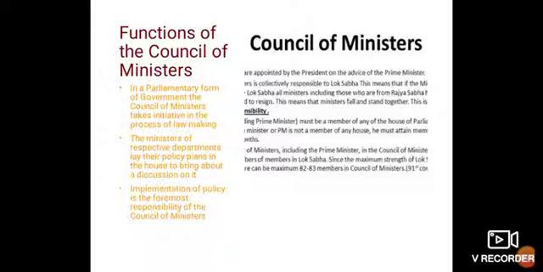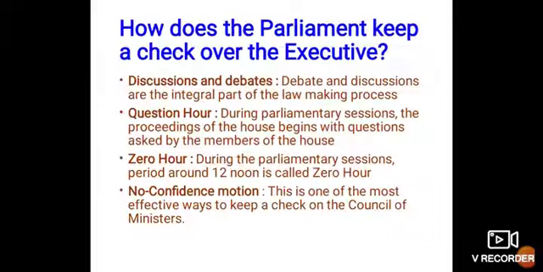Now we will see how the parliament keeps a check over the executive. Means in parliament all members are there. It is not that only the majority party who won the election are there. No, the opposition parties are also there, independent members are also there. So it consists of all the members of the parliament.